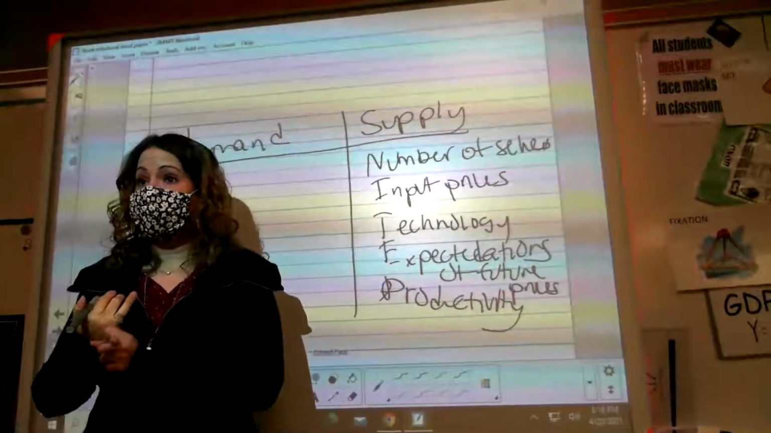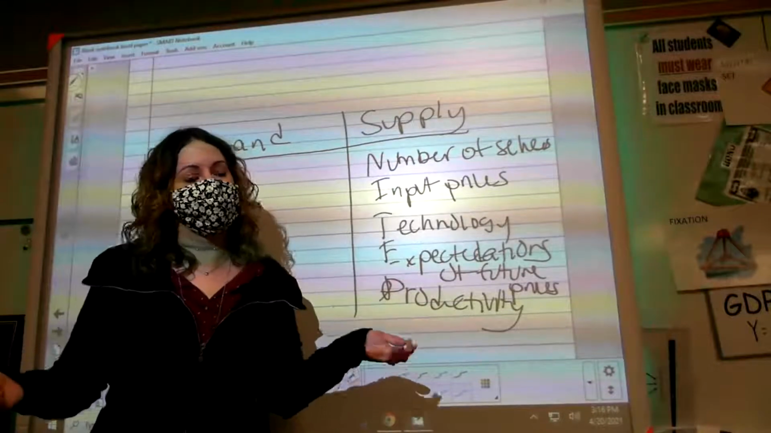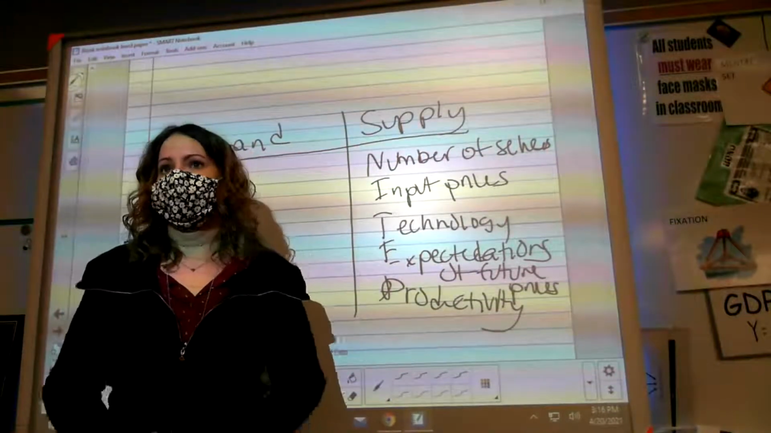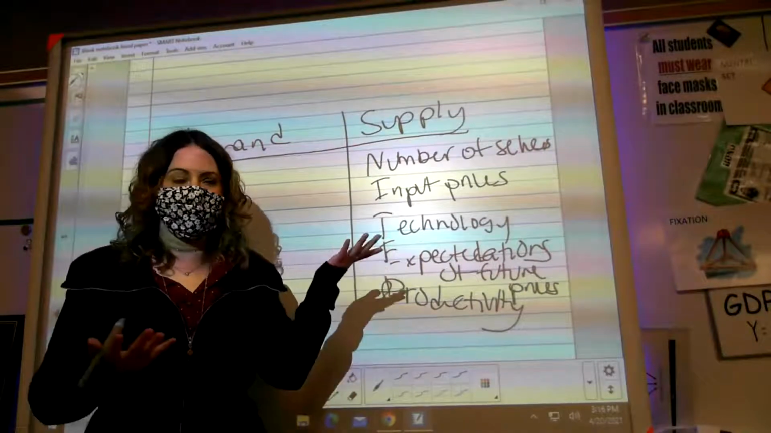The more sellers there are of something, the more supply there's going to be. The fewer sellers, the less supply. That just makes sense. When businesses shut down, there's less supply in the economy.